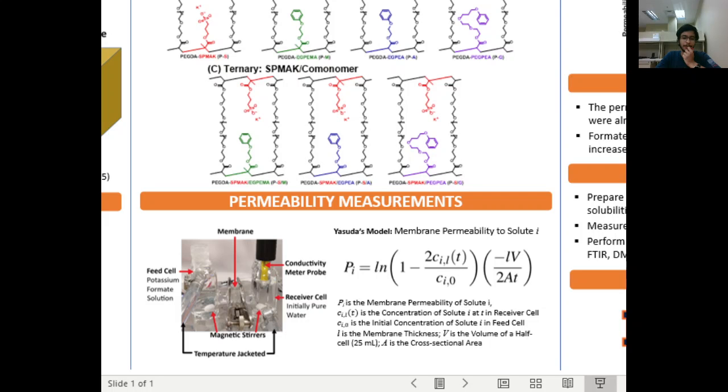So as time passes, the formate ions diffuse from the feed to the receiver cell, and the conductivity meter probe measures the concentration of formate ions which have diffused through the cation based membranes, and the permeability of these formate ions through the membrane is measured through Sauda's model equation, which is shown on the right. And so far we have prepared two types of membranes with varied sulfonated co-monomer content.